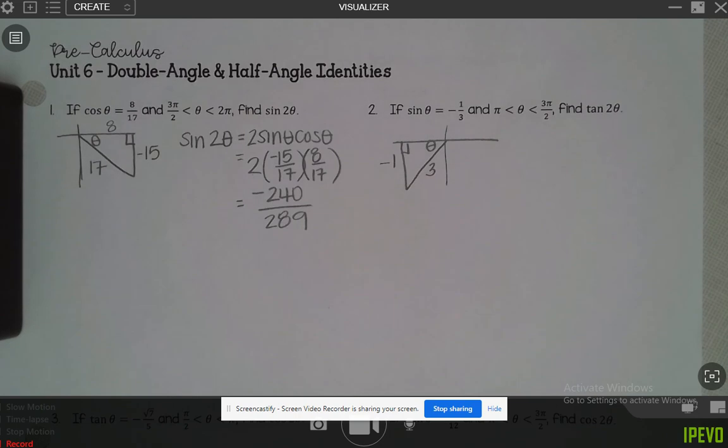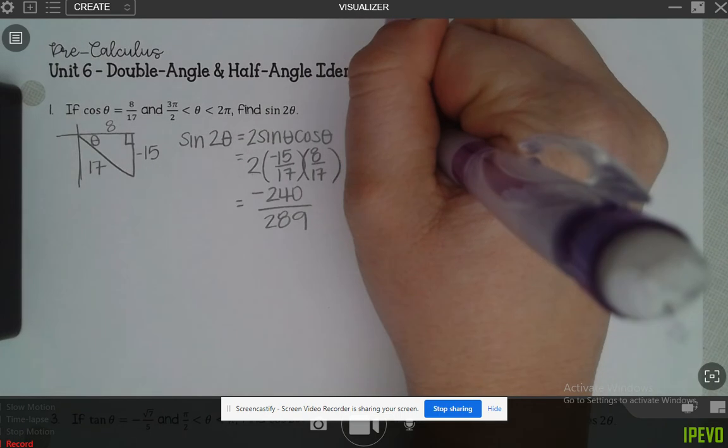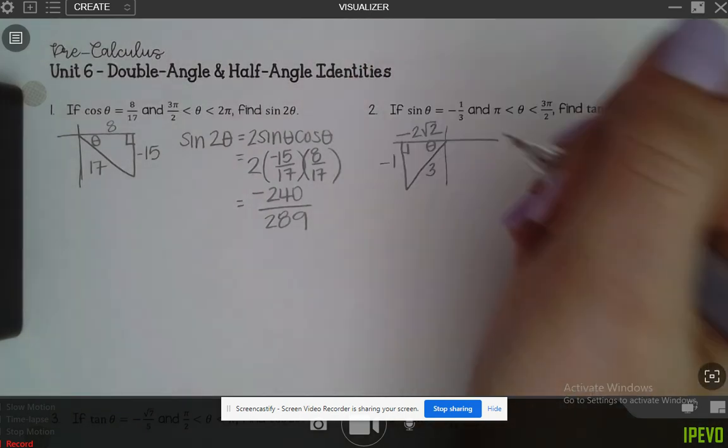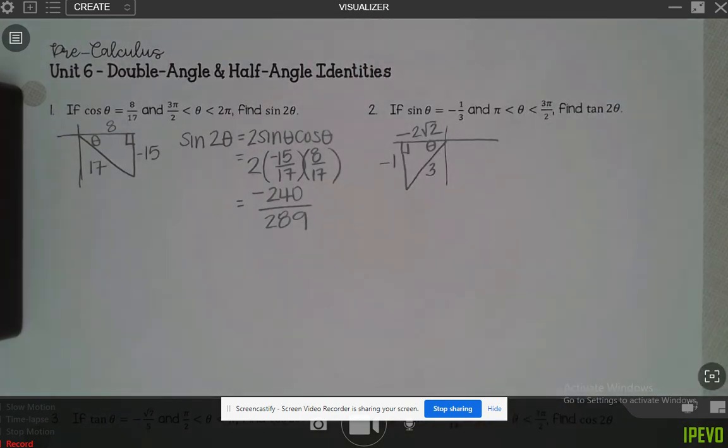How do I find my missing side length? So it's 9 minus 1, yes? So the square root of 8 is 2 radical 2. That's how you have to know it. But that is negative, because you're going to the left, correct?